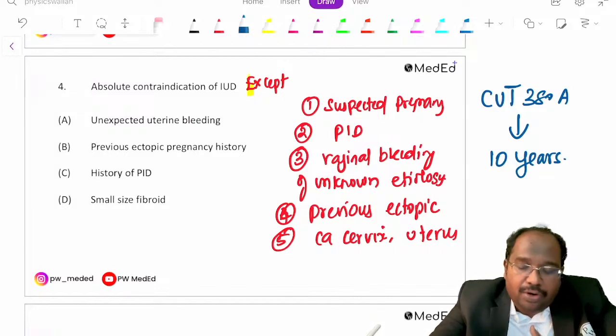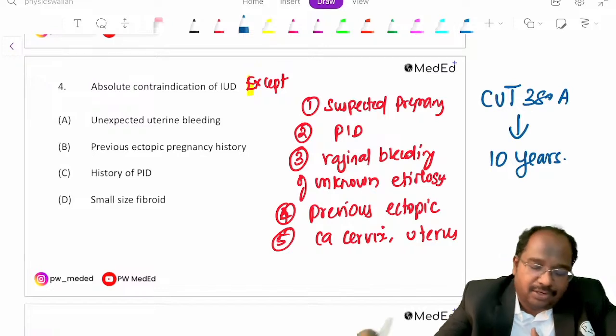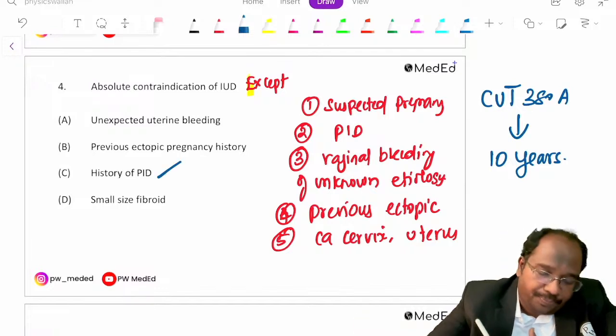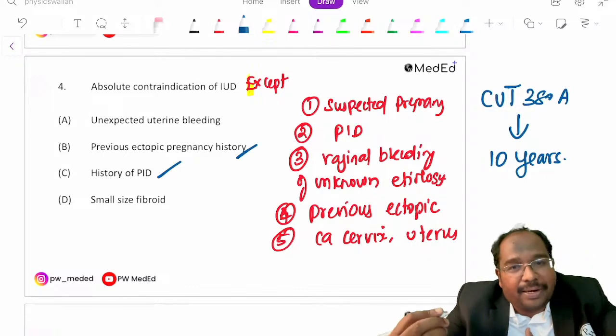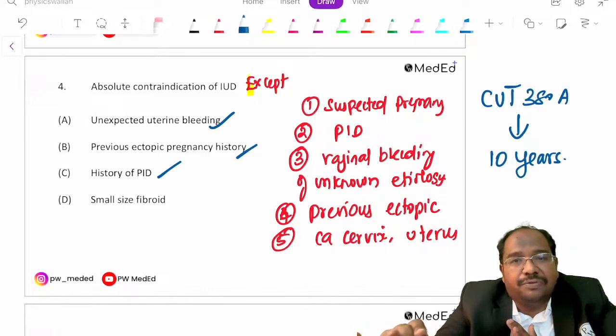Okay, fine. Now what is the answer based on this? All are absolute contraindications for IUD except. History of PID you should not give. Previous ectopic pregnancy you should not give. Unexpected uterine bleeding, that also we should not give. Vaginal bleeding of unknown etiology.